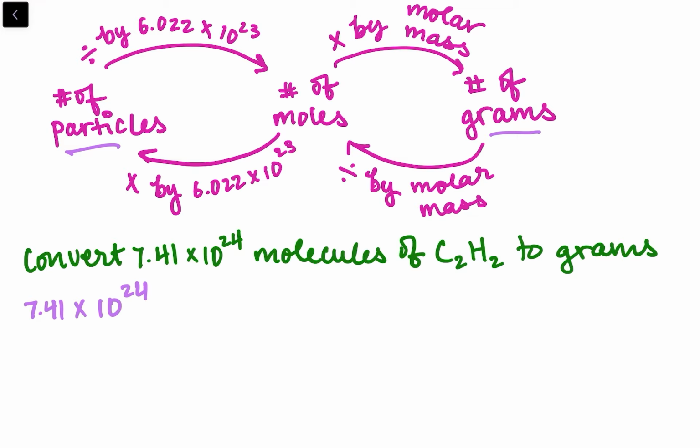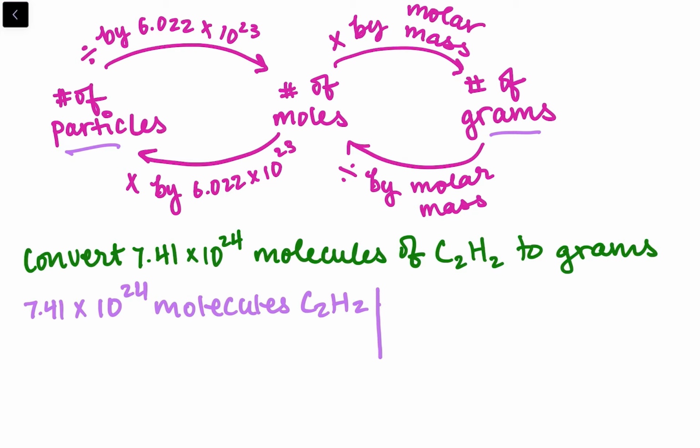So 7.41 times 10 to the power of 24 is given in the question, so I am going to go ahead and write this out, molecules. It is important to put in our units because that is also going to tell us if our units are correct by the end and if we did our conversions properly. So we have 7.41 times 10 to the power of 24 molecules of C2H2.